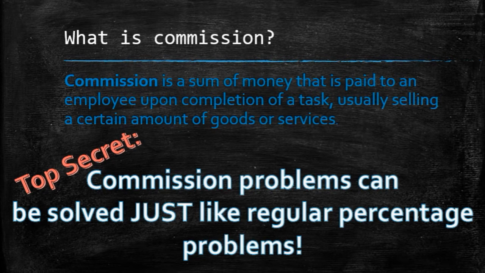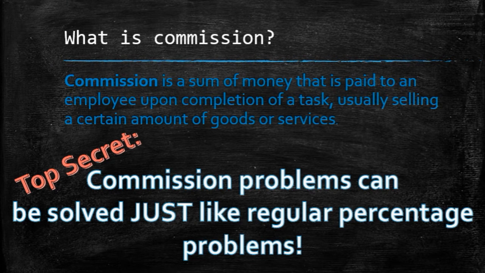So what is commission? Commission is a sum of money that is paid to an employee upon completion of a task, usually selling a certain amount of goods or services. So let's say your family buys a new car, and the sales rep who sold the car actually makes a commission based on the amount that the car was sold for, and normally that's a percent. So the cool thing about commissions is that they're really easy and you actually already know how to complete them. Commission problems can be solved just like regular percentage problems.